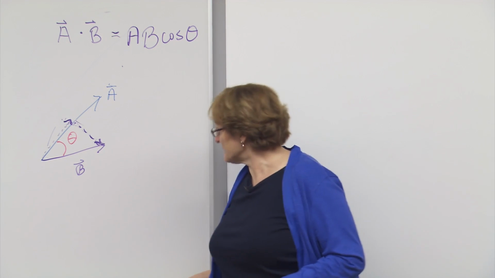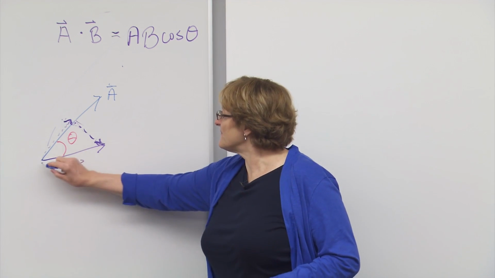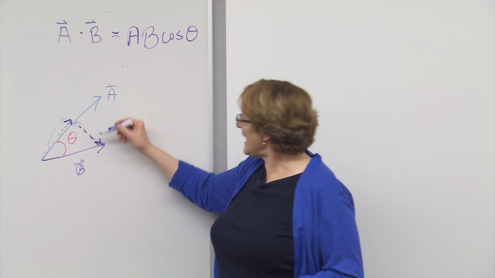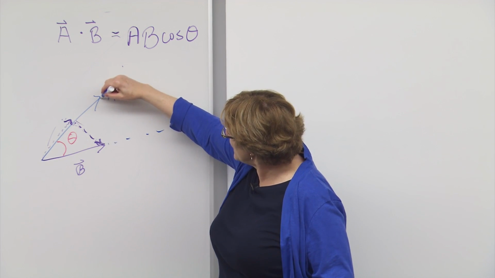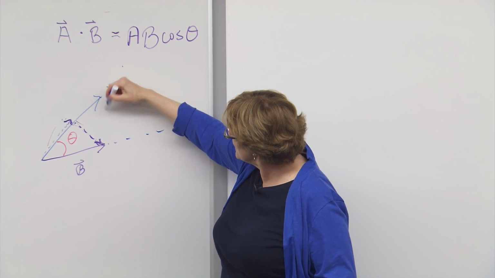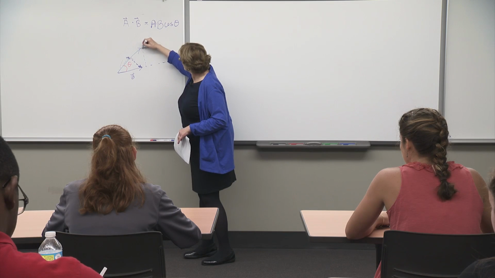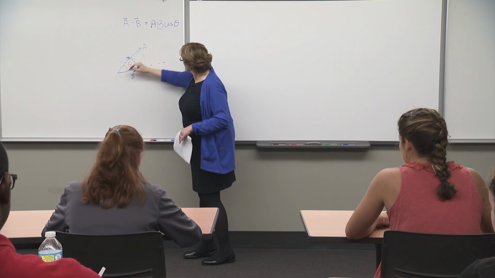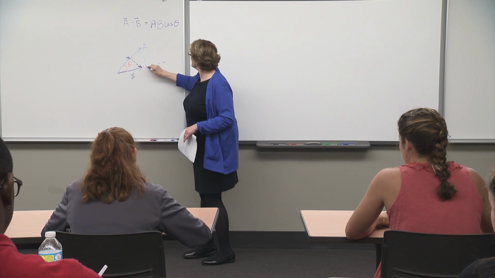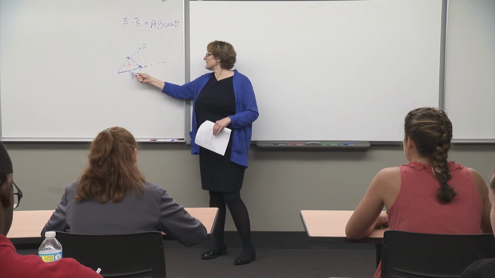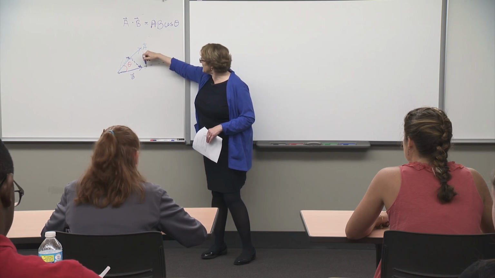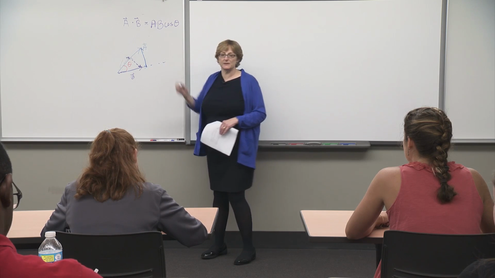Let's look at that. So here's the vector A, and B is in this direction. So the projection of A along B is here and parallel. So the projection of A along B is the amount of A that is along B and then the amount that's perpendicular to B.